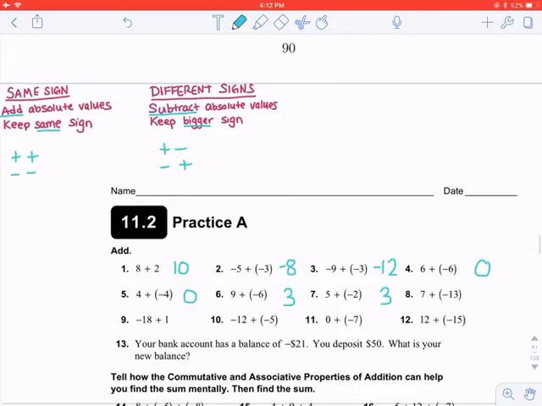I'd like you to pause the video and finish up this section, so do 8 through 13, and play the video when you're ready to go over them. All right, hopefully you've completed 8 through 13.